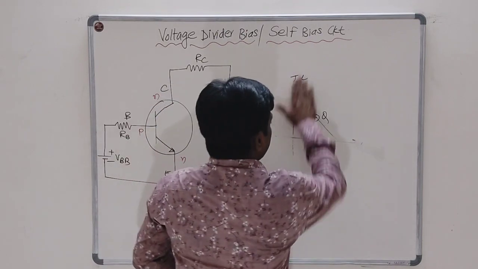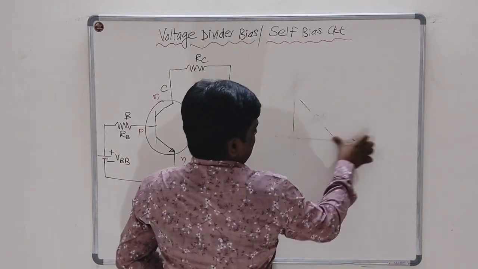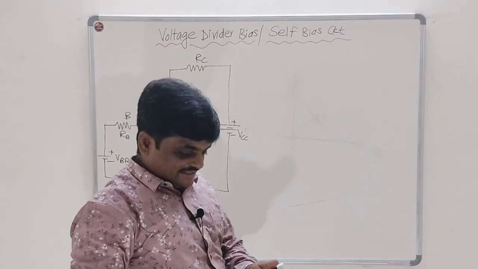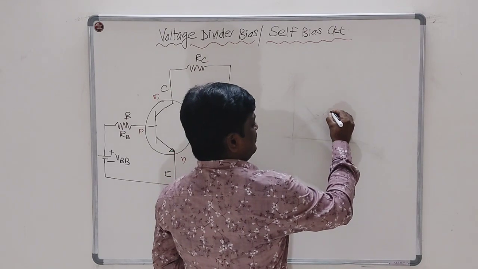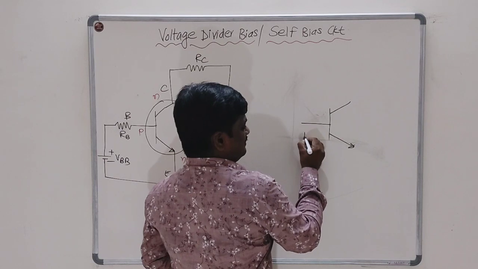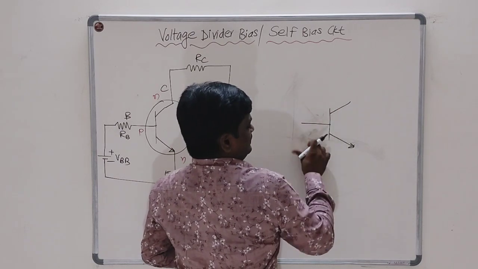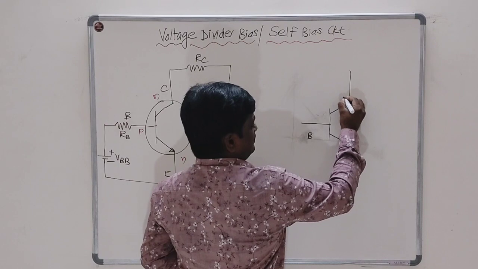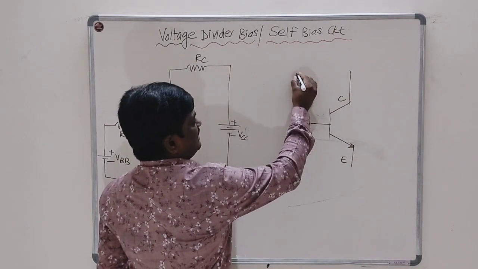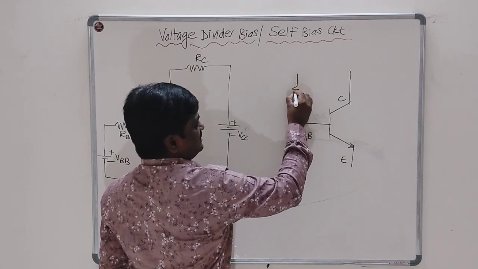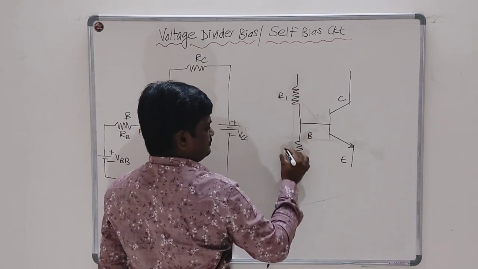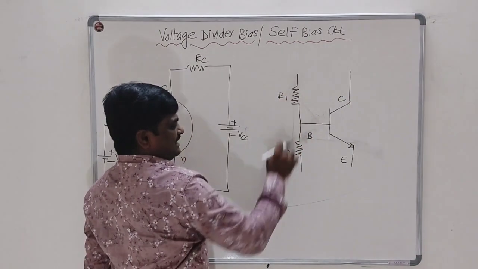So if I consider here the voltage divider bias circuit, obviously, again I'll draw the symbol of the transistor, base on the left hand side because it is the input terminal, then the collector, then the emitter. Now what is voltage divider bias? There are two resistors, R1 and R2, which are acting as a voltage divider.